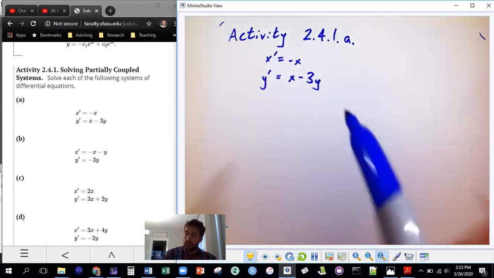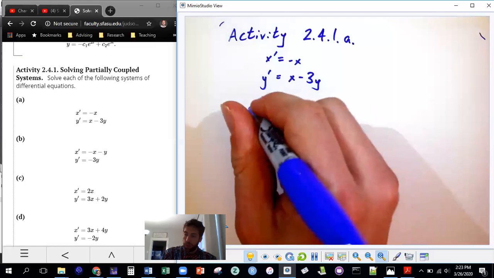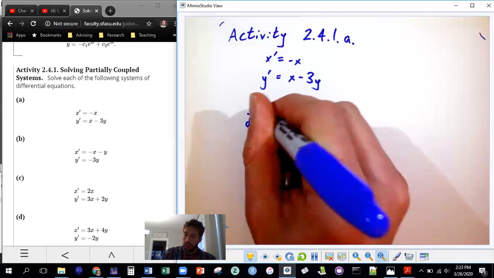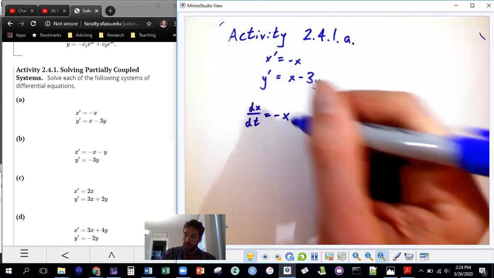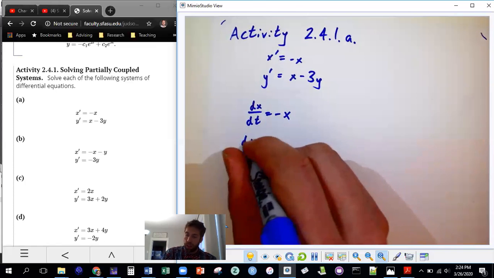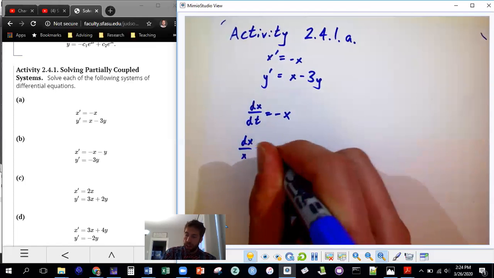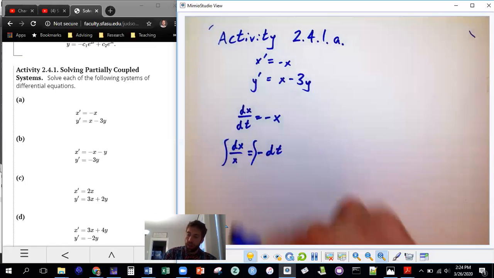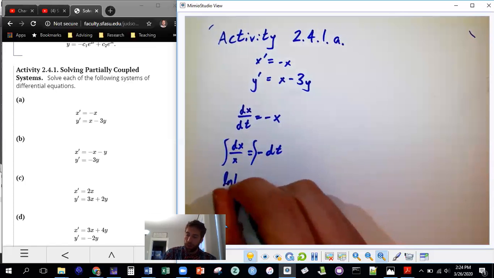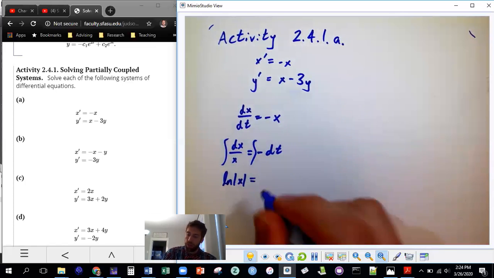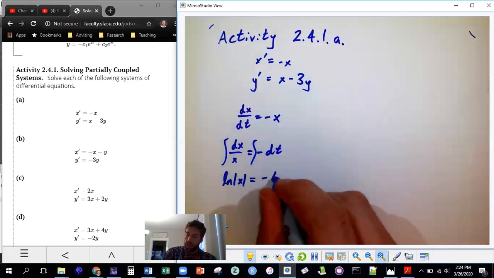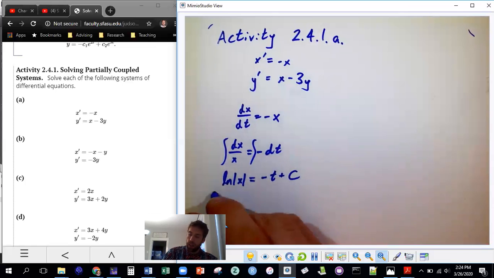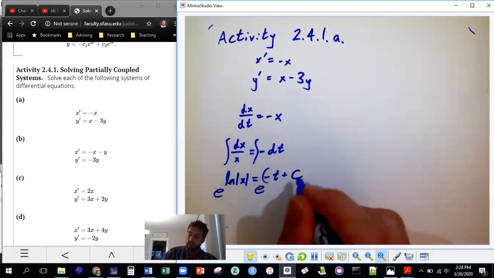So let's begin. When x prime equals negative x, that means dx/dt equals negative x. So dx over x equals negative dt. Let's integrate both sides. That gives us natural log absolute value of x equals negative t plus c, and then take e to the power of both sides.